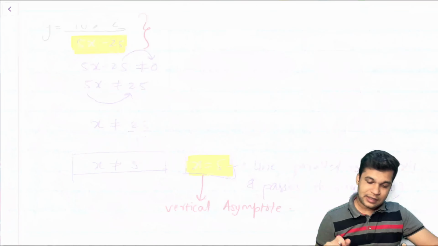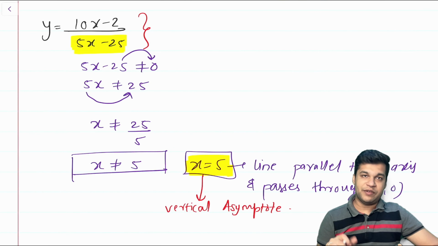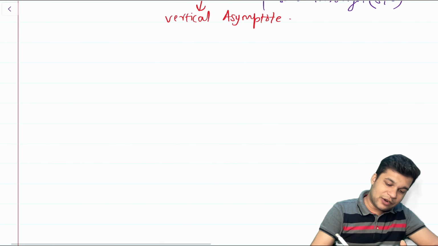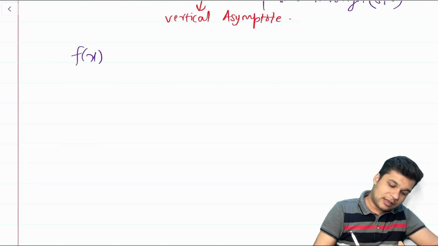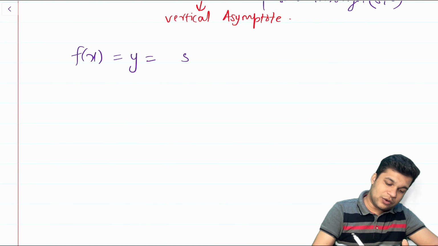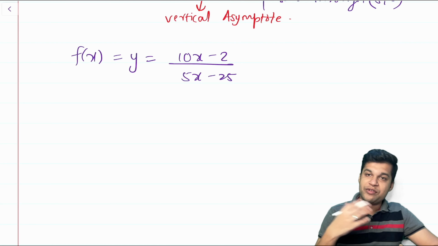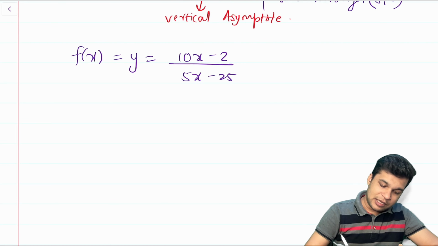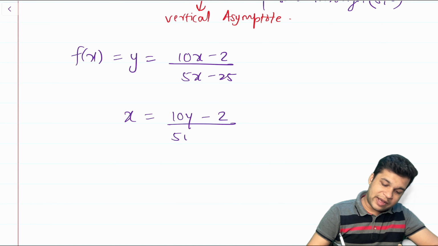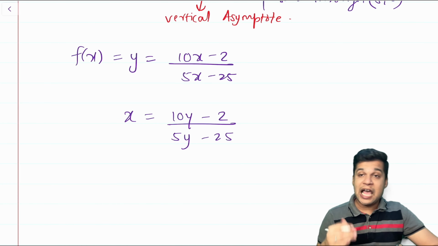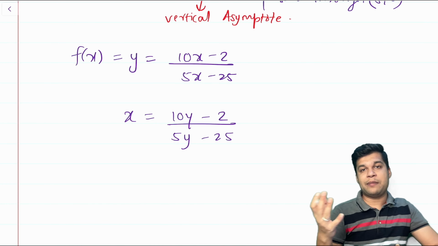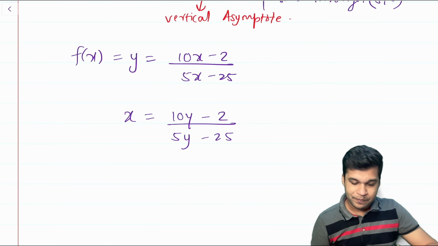Now guys, let's try to find the inverse of the function. Okay, so we had a function f of x, y equal to 10x minus 2 divided by 5x minus 25. Now let us find the inverse. How do we find the inverse? Swap the variables. So x equal to 10y minus 2 divided by 5y minus 25. I have made a video on inverse functions, so if you don't know, you can go and check it out.